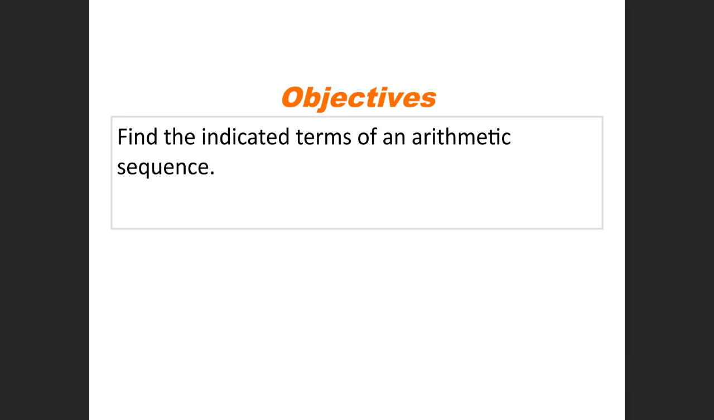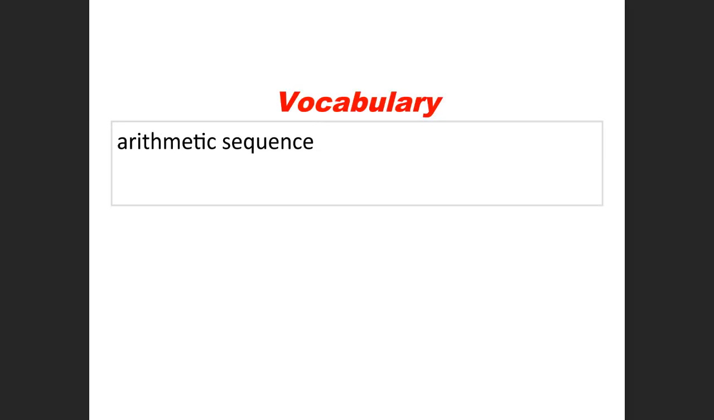This week we're going to be talking about arithmetic sequences. We're going to be talking about how to find terms of an arithmetic sequence. We're also going to be talking about how to find an explicit and recursive formula for an arithmetic sequence.